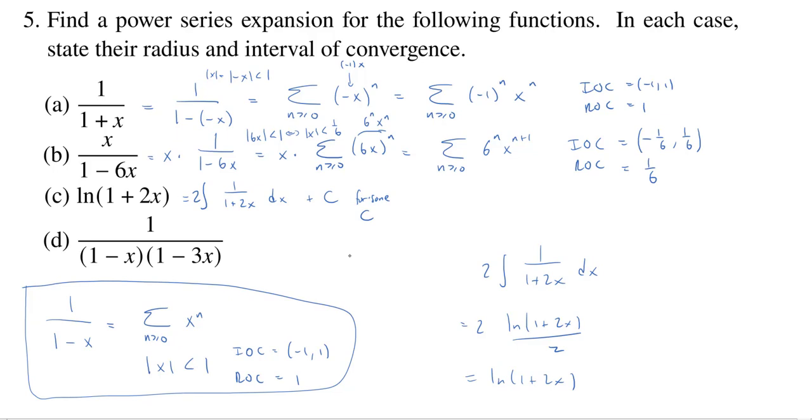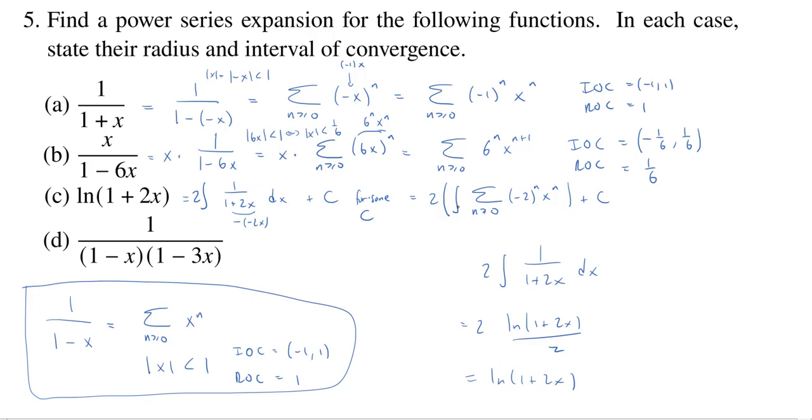Okay, but we also now know we can turn 1 over 1 plus 2x into a series. And then I'll be able to integrate that series term by term. So here I'm going to have a series. We'll start it at 0. And it will be, well, let's see, instead of 1 plus x, we have 1 plus 2x. We make this minus negative 2x. So this is negative 2 to the n, x to the n. All right, and then of course we still have this constant c.